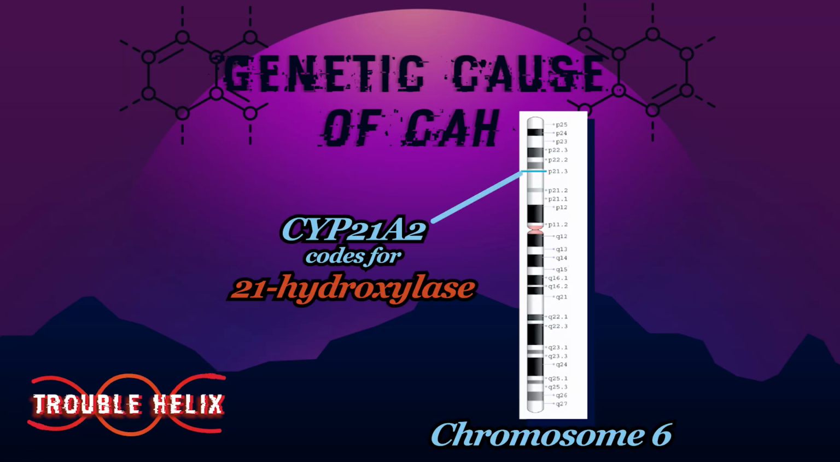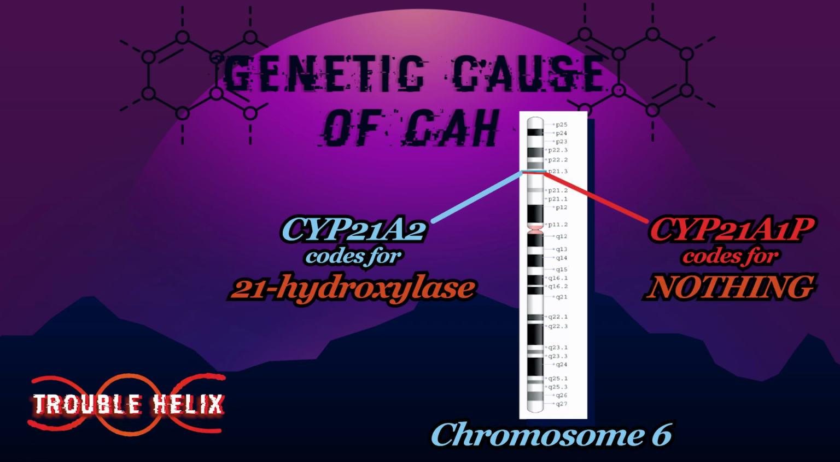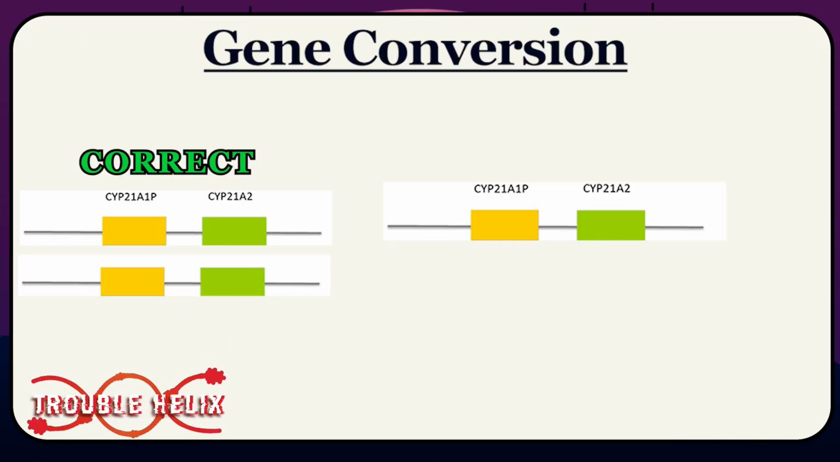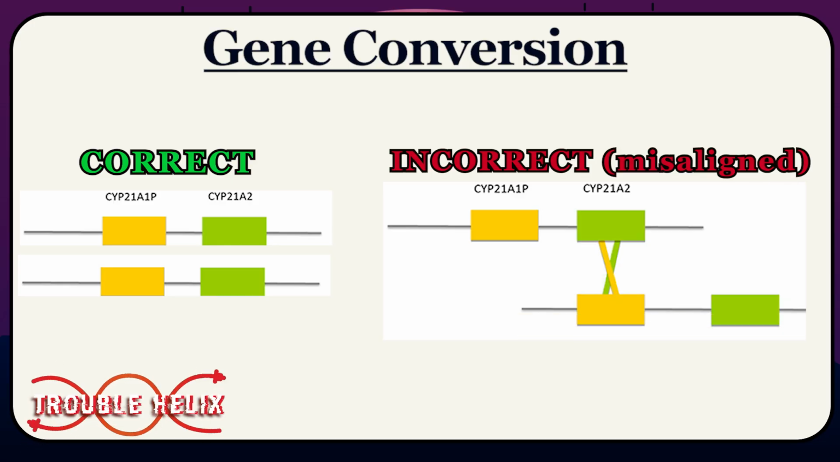CYP21A2 is the gene that codes for our protein 21-hydroxylase, and it's located on chromosome 6. Also, for some reason, there's a nearly identical pseudogene called CYP21A2P located practically right next to it. We'll call that gene dumb P. When the two chromosome 6s meet up during meiosis, CYP21A2 can wind up interacting with dumb P on its homolog instead of the other CYP21A2. This is such a dumb mistake, but they're so alike that it reads as a correct alignment.